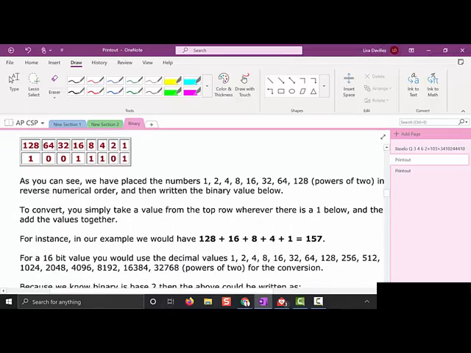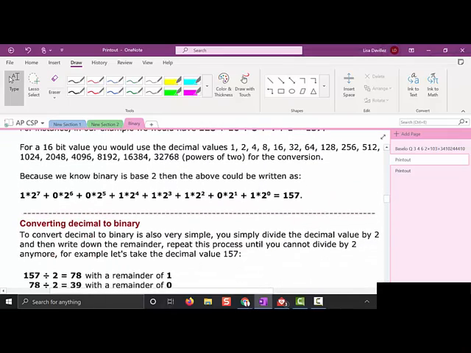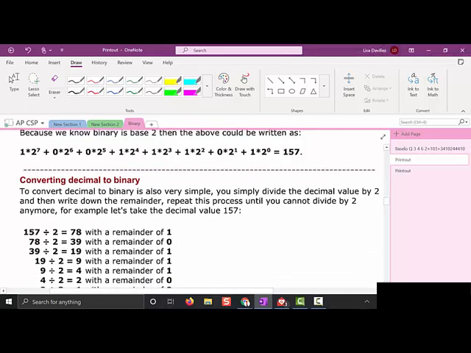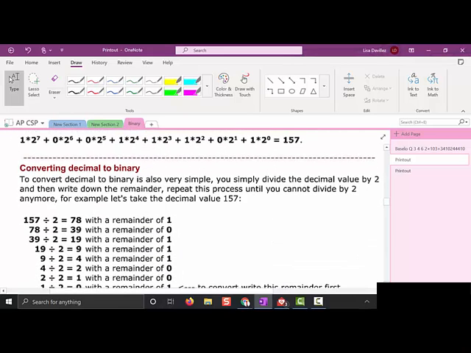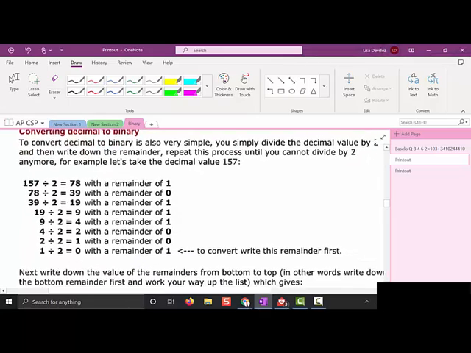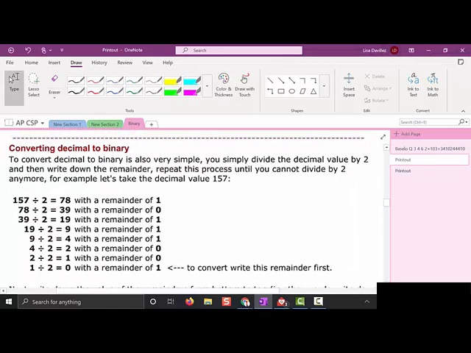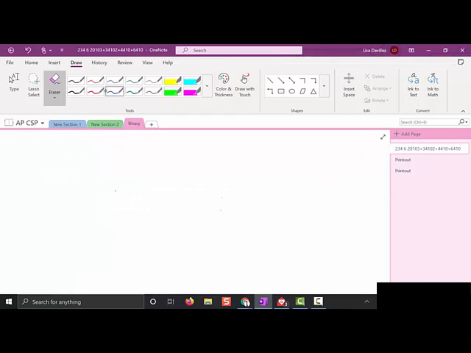So here's another example. They do it in a similar way there. Now here, converting decimal to binary. This is kind of cool. So here's your example, but I'm going to go back to my paper. Let's do 230, just to give you another example than the one that's in the document. So 230 divided by 2 is 115, and my remainder is 0.